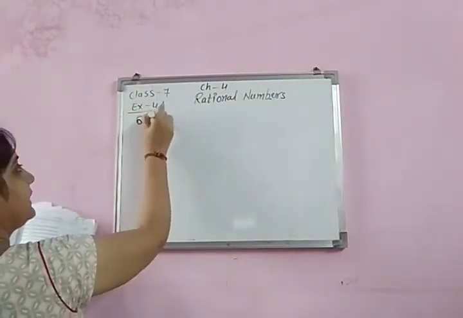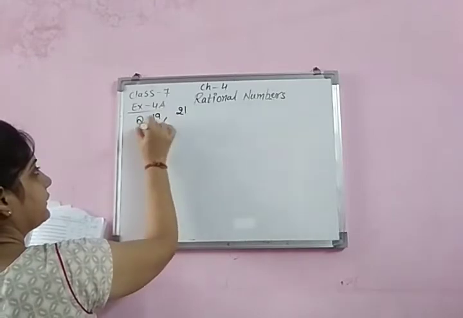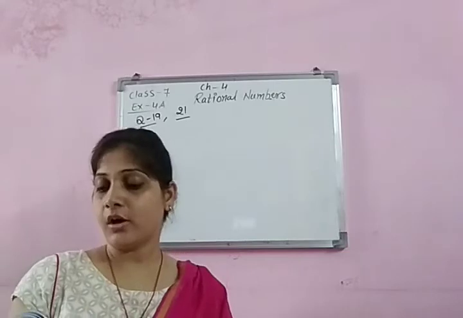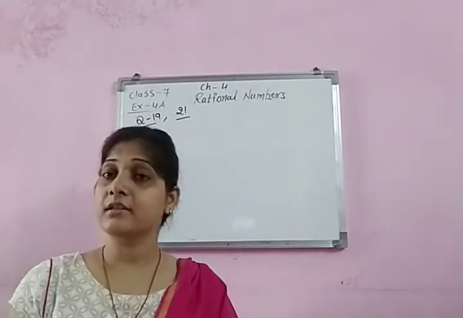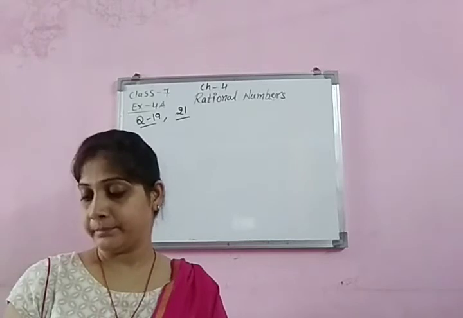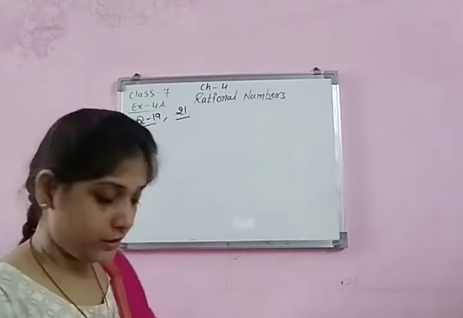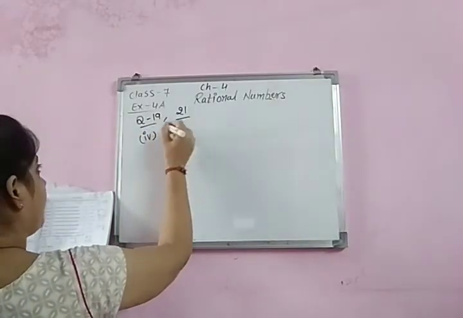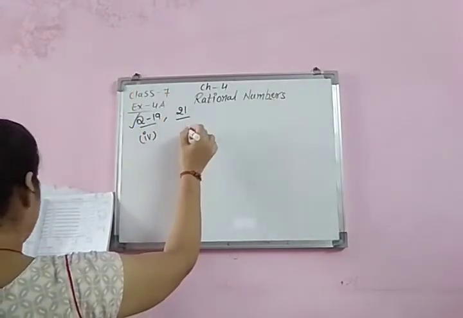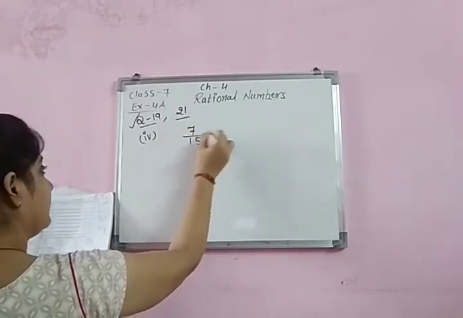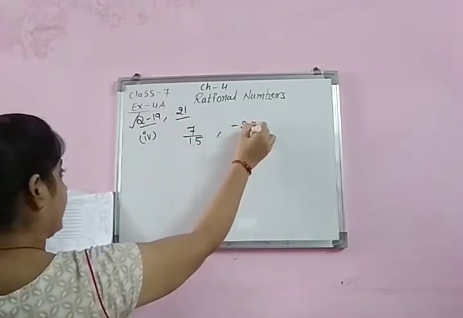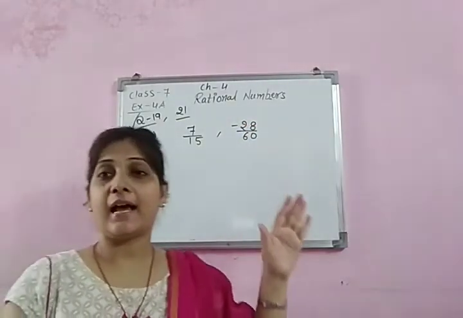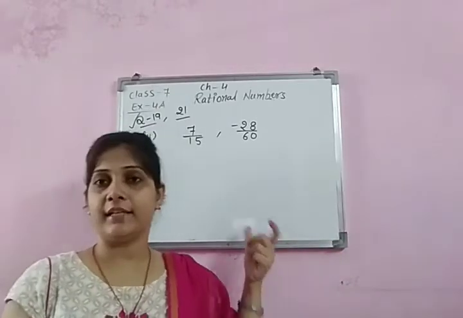Question number 19 and question number 21 both are the same, in which it is asking which of the following are the pairs of equivalent rational numbers. Let me share one question with you. Fourth part of question number 19, I am doing 7 by 15 and negative 28 by 16. You have to tell whether these are equivalent or not.